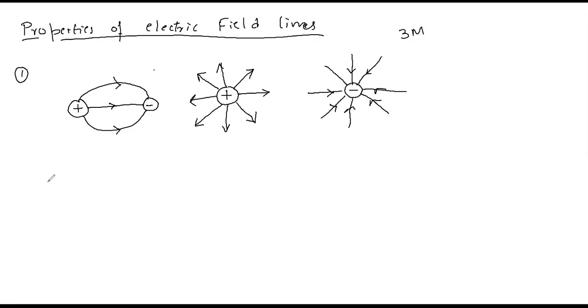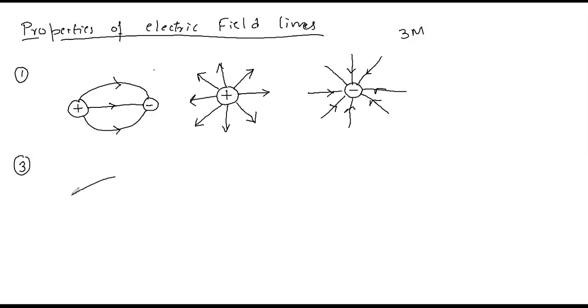And the third property is: the tangent drawn to the electric field line at any point gives the direction of electric field at that particular point. See, I'll explain the third property.